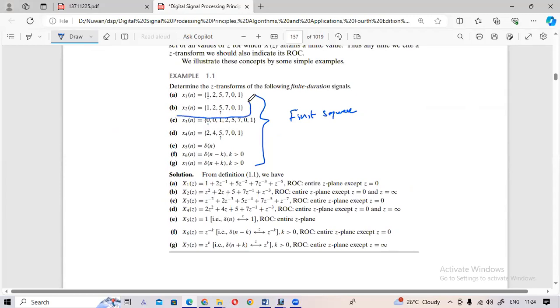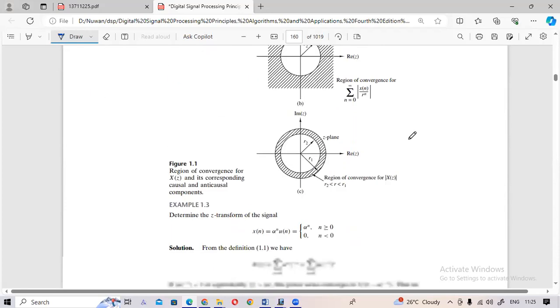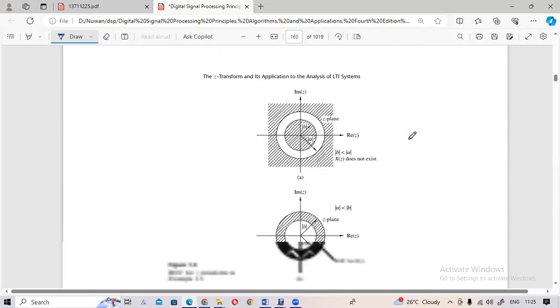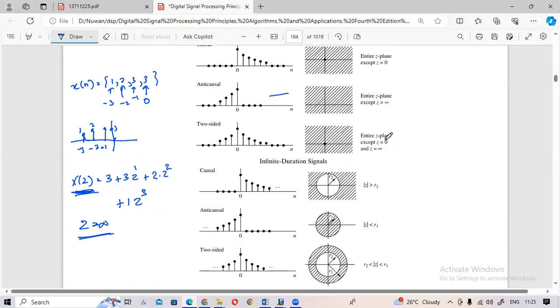For this kind of signal, you can see that both Z minus values and Z plus values are there. So both 0 and infinity values will give an infinite value for X(Z). So for that kind of signal, the ROC is the entire Z plane except 0 and infinity. We have experienced this.